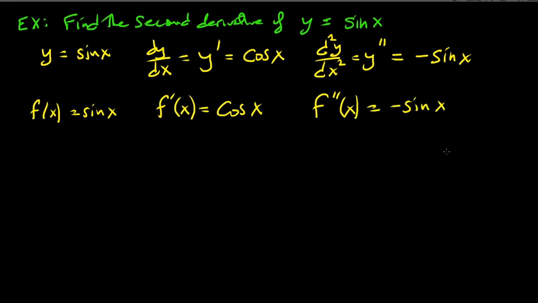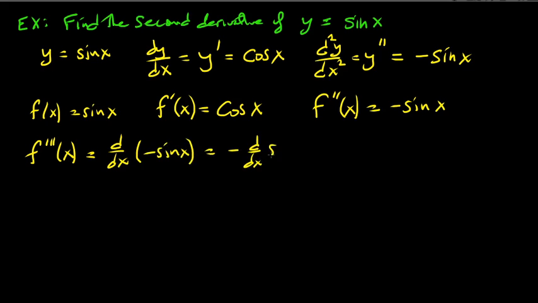Okay. Right. And of course, you can take the third derivative. What would the third derivative be? Well, it would be the derivative of negative sine. The negative is a constant, so that comes in front, and the derivative of sine is cosine. So we just get negative cosine for the third derivative.